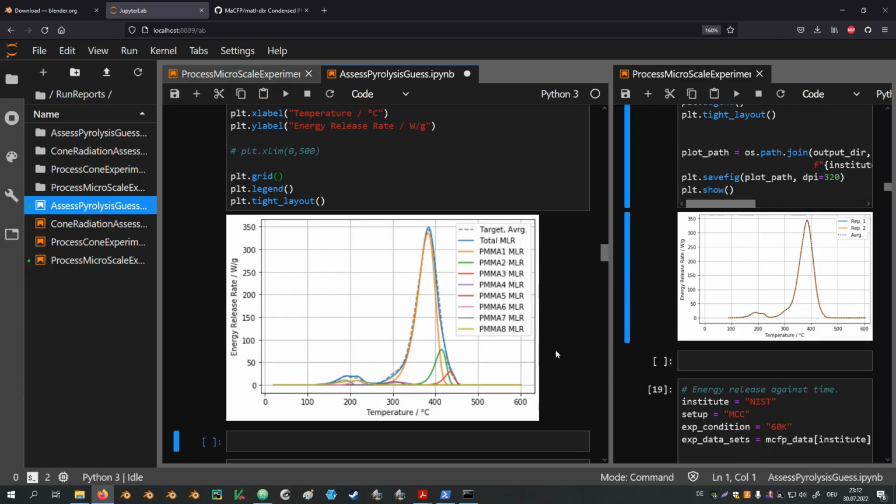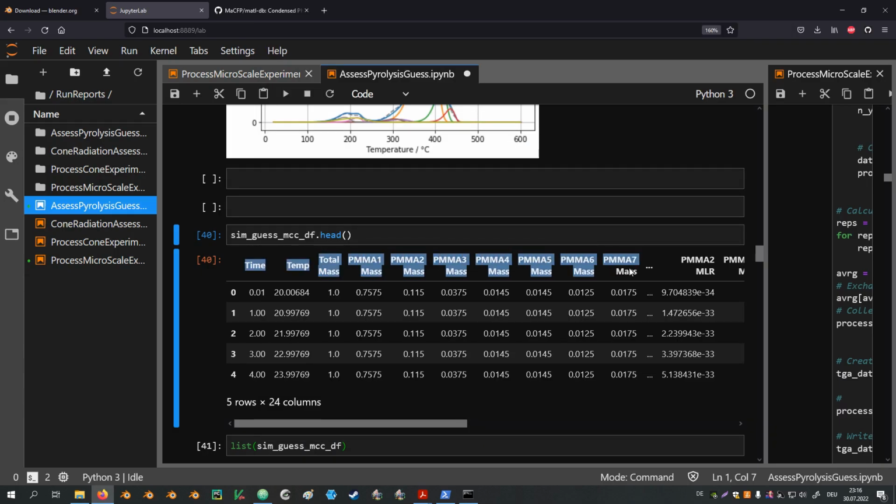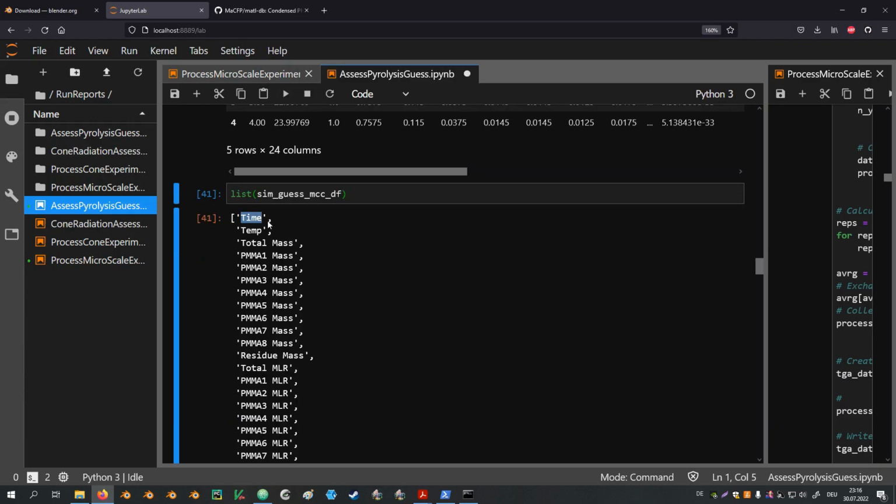To get a better understanding of the contribution of the individual reactions, I've created this plot here. The result of the simplified TGA model is this CSV file with the _TGA in the name. It contains the data series for the different aspects of the model. The first column is the simulation time.